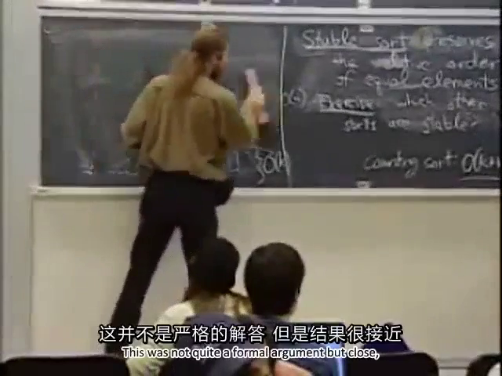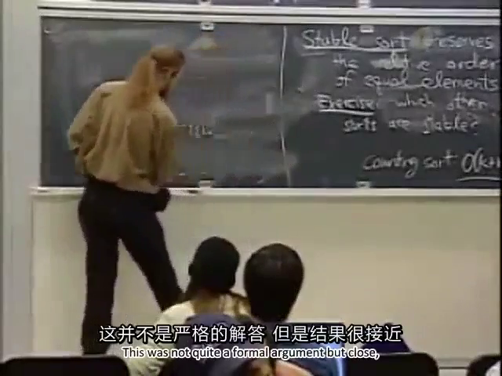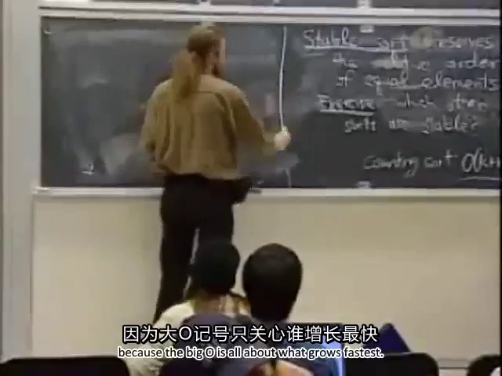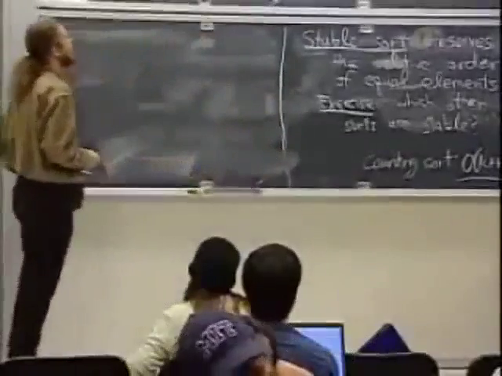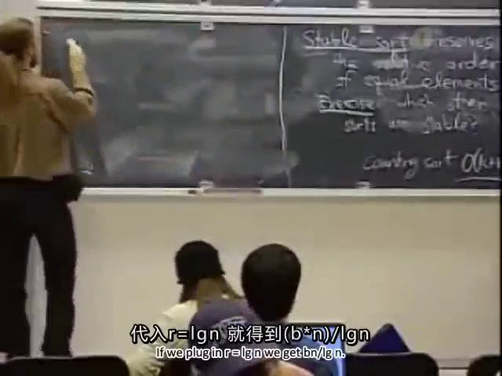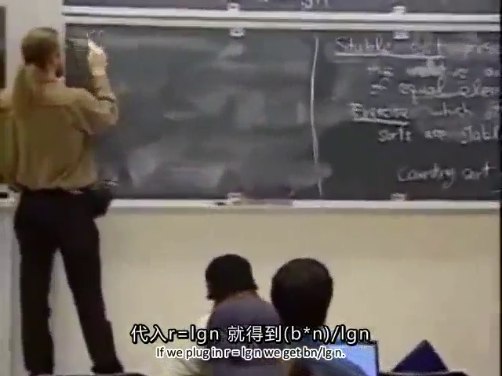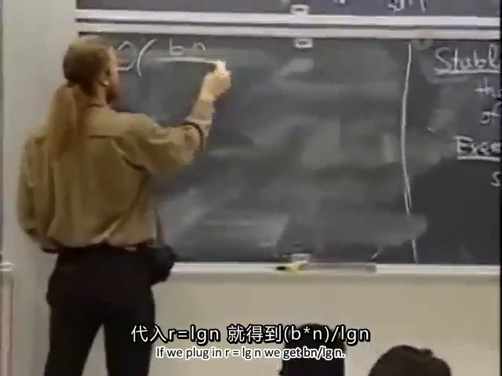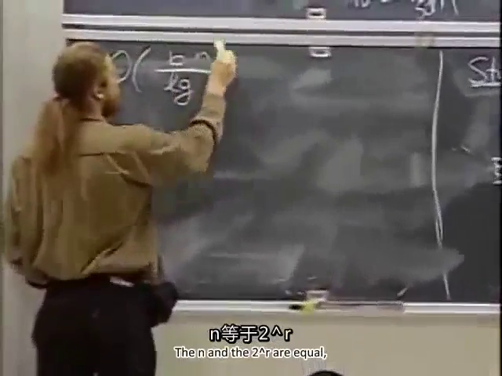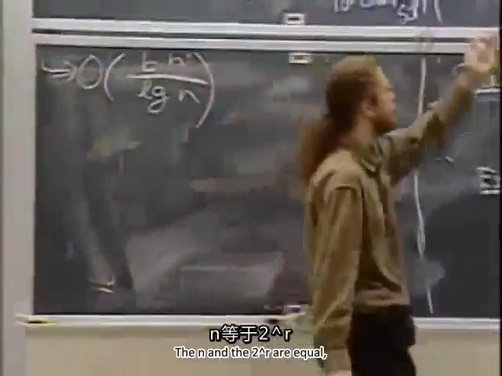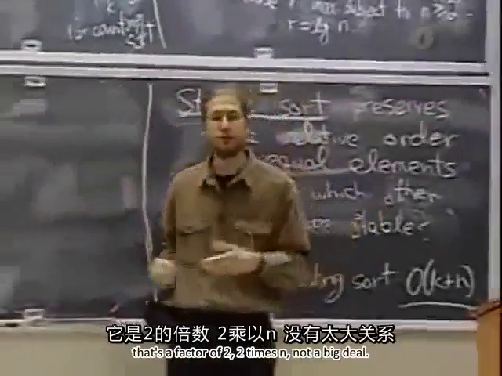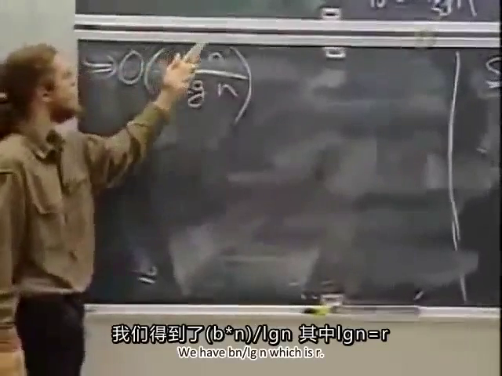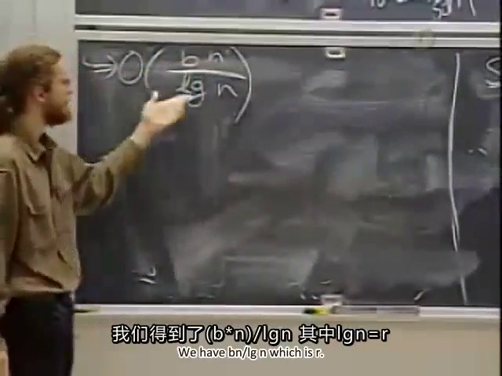Okay, this was not quite a formal argument, but close, because the big O is all about what grows fastest. So we plug in r equals log n, we get b times n over log n. Right, because the n and the 2 to the r are equal, that's a factor of 2, 2 times n, not a big deal, comes out into the O. So we have b times n over log n, which is r.